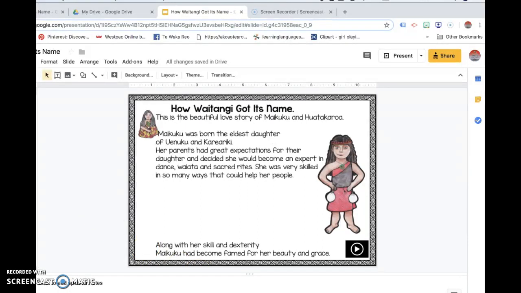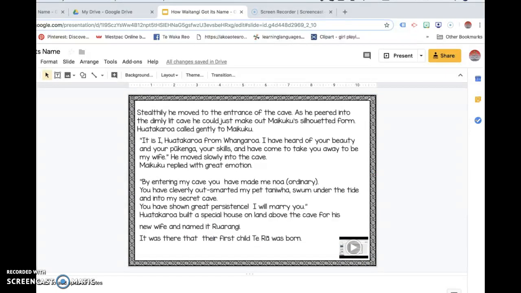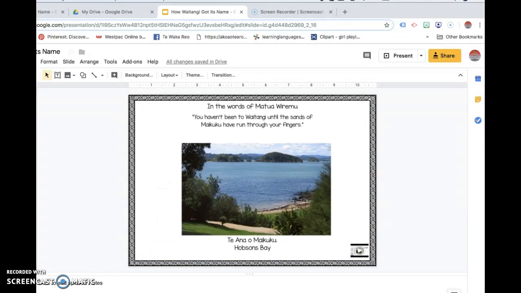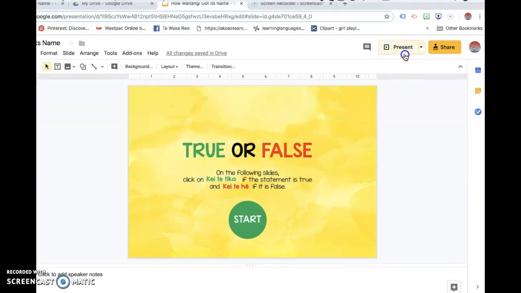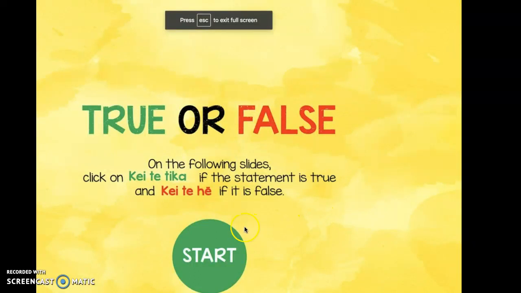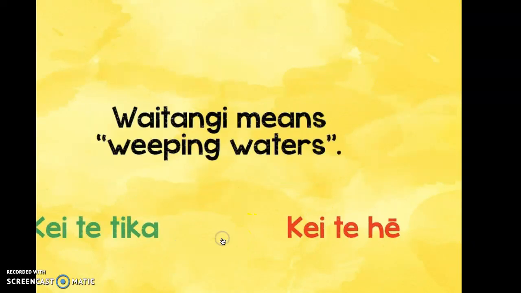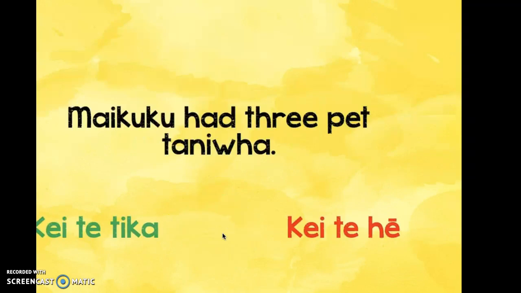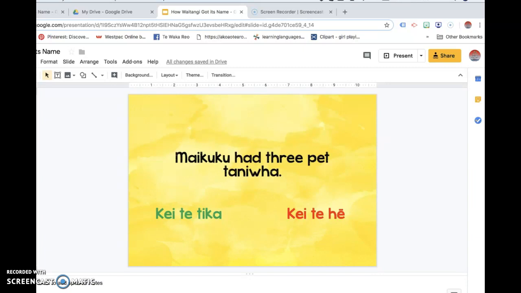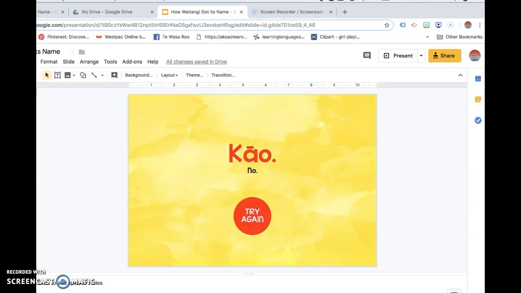And then, so that's a few pages long. And it's great because you can have that as a whole class story, or individuals can go off and do it, or groups can listen to it. And then we've got our remember, and this again is a remember or a recall. So this is a fun little interactive kei te tika, kei te hē question and answer. Waitangi means weeping waters, and if you had read that story, listened to that story, you'd know that's kei te tika. Ai, ka rawe. Next, there's other questions from the story. So we've got a few of those.